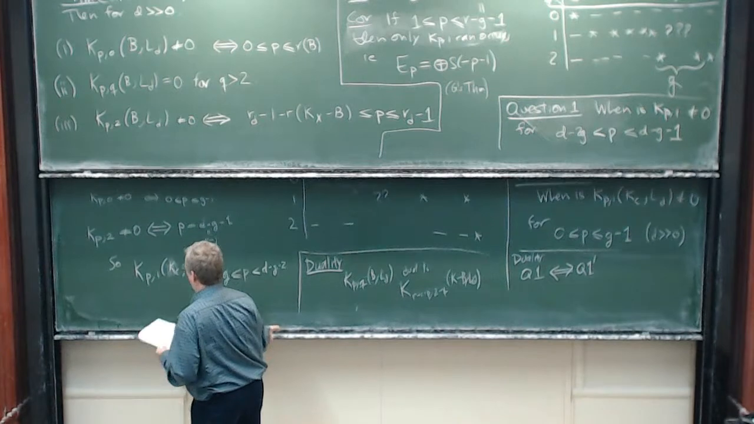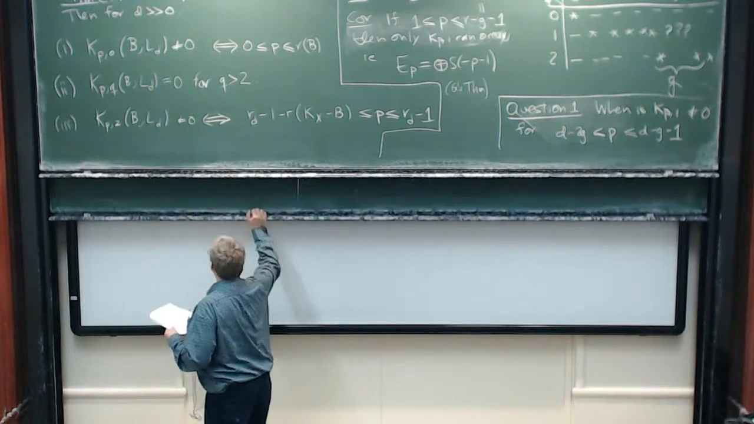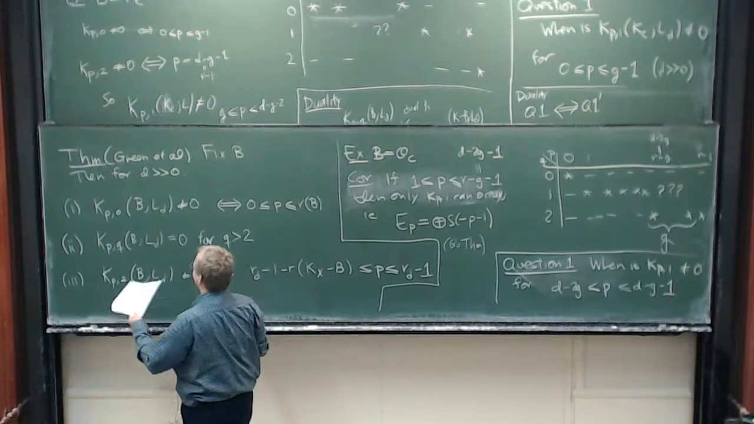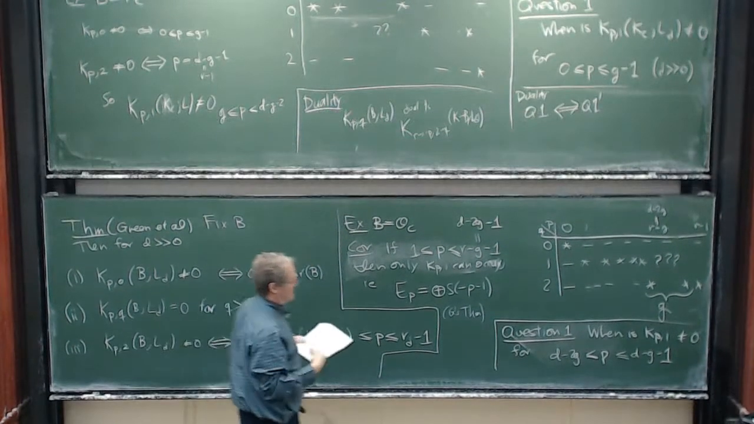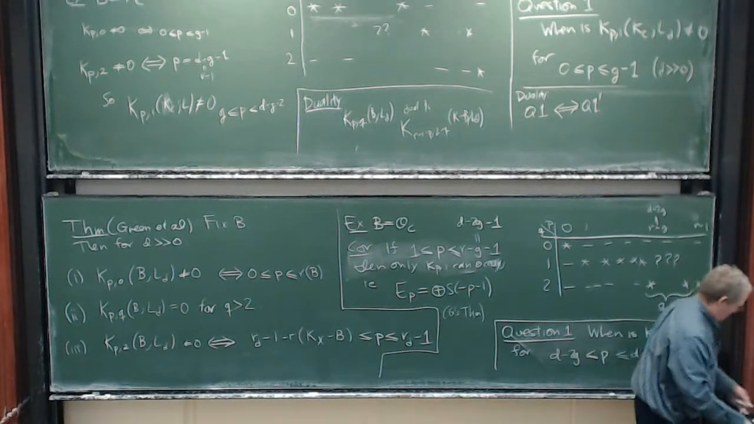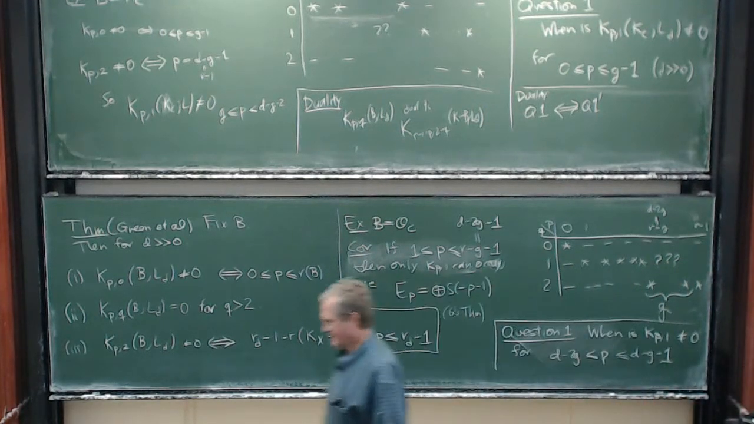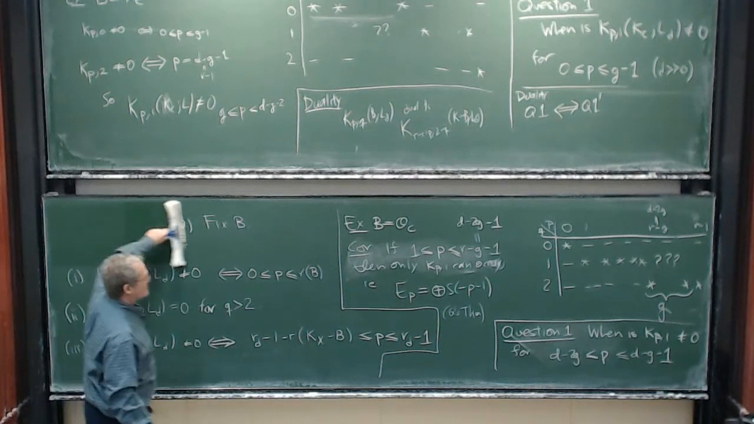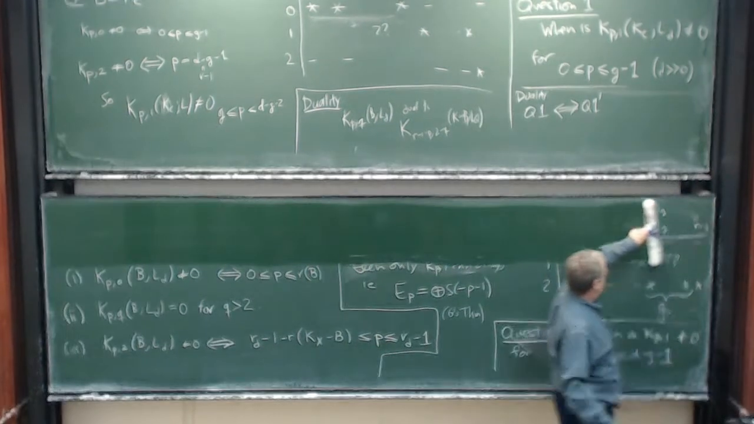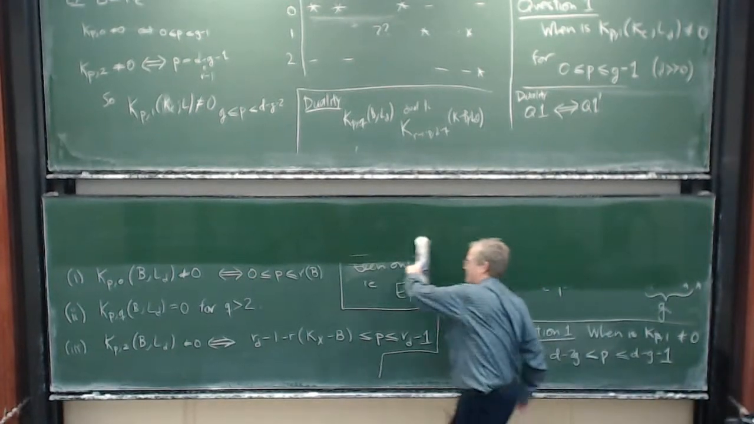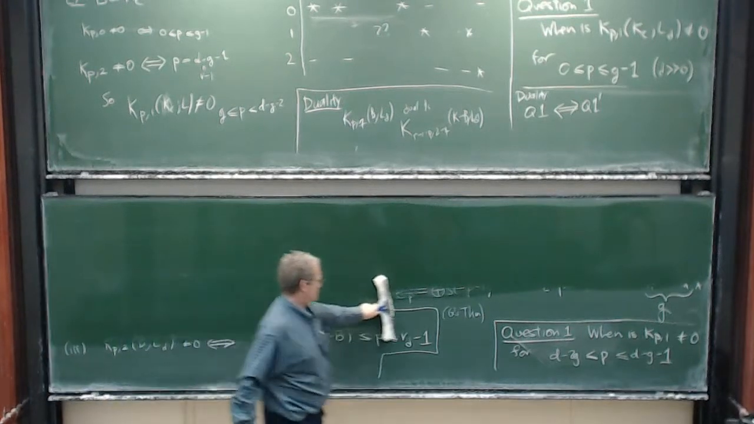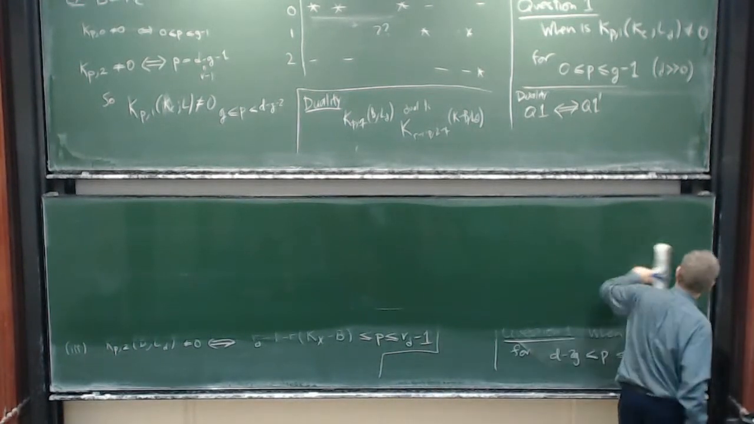So I want to look at these questions. If you're interested in defining equations, question 1 is the natural one, because you're looking at the syzygies of the ideal. But it's question 2 that we're going to want to answer; that's the more geometric one to work with. So let's go back to question 1 prime. When do we have funny syzygies of a canonical bundle?